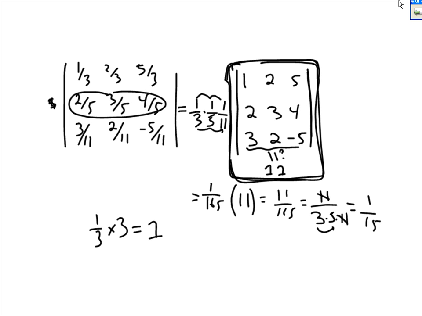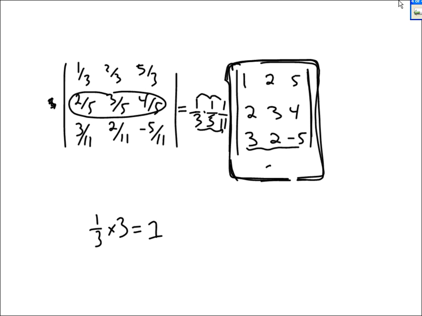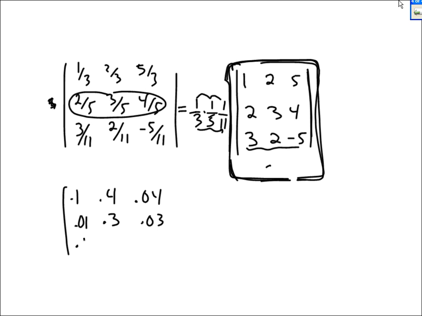Okay, so if you have fractions, you can get rid of them. Same argument if you have decimal numbers, you can get rid of them. If somebody asked me to calculate the determinant of 0.1, 0.4, 0.04, 0.01, 0.3, 0.03, 0.1, 0.2, 0.3. In row 1, to get rid of the decimals, I have to move this decimal one place, this one at least one place, and this one at least two places. 2's the winner. So when you move a decimal 2 places, that means you multiply by 100.